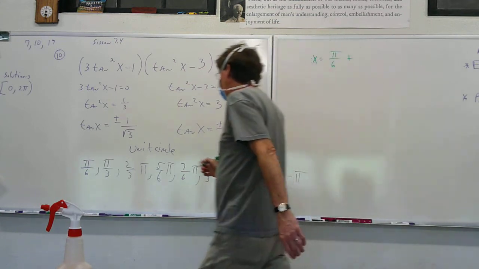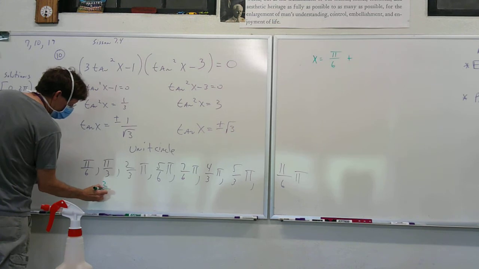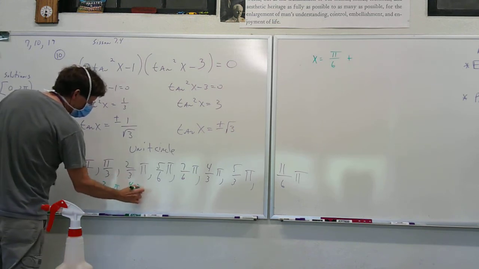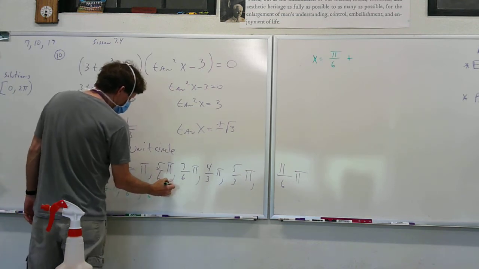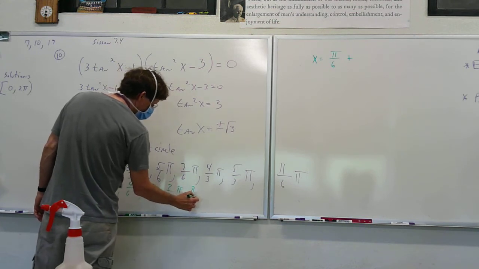Okay, I'm going to write these as, I'm going to write that as 2/6. Is that okay? I'm going to write that as 4/6. I'm going to write that as 5/6, 7/6, 8/6.